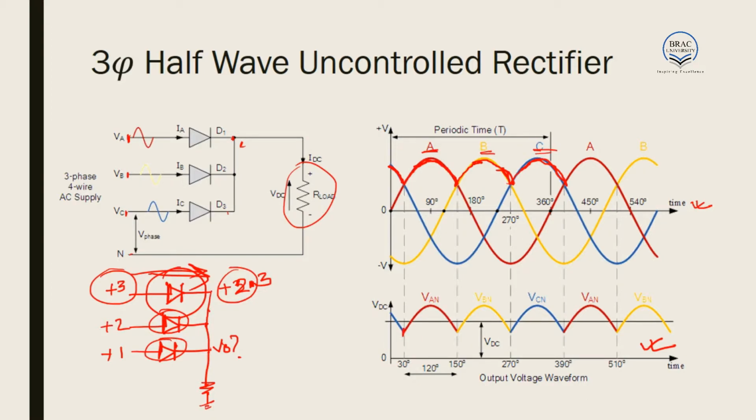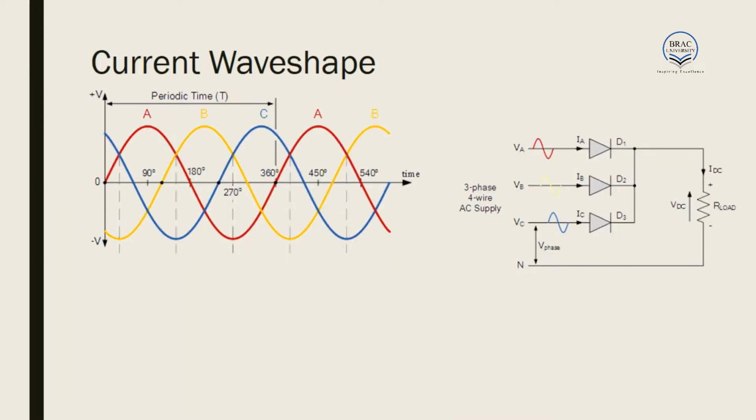It is to be noted that here the output has started looking like VA between 30 degrees and 150 degrees. That is, 30 degrees is pi by 6 and 150 degrees is equal to 5 pi by 6. These two things should be noted.